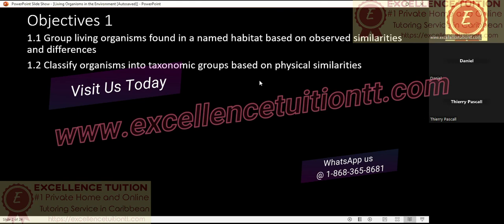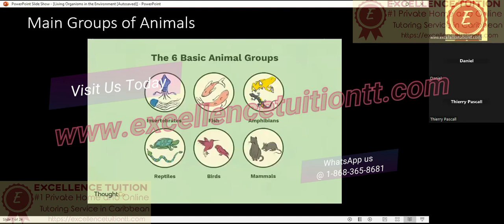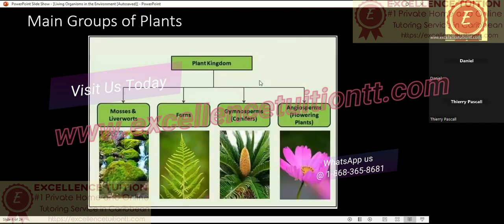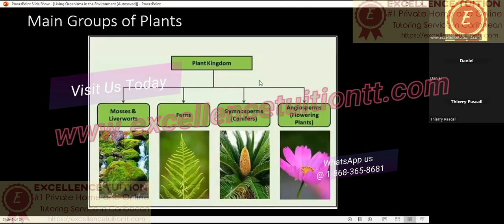Classify different organisms into taxonomic groups based on physical similarity. Now, you wouldn't watch a fish and say a fish is a reptile, and you wouldn't watch a bird and say a bird is a mammal. This is what we know from primary school with regards to classifying animals.